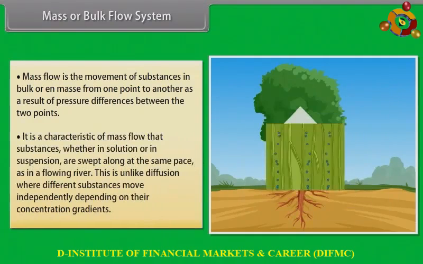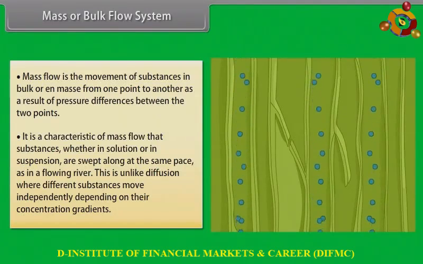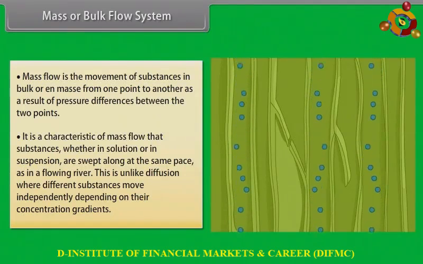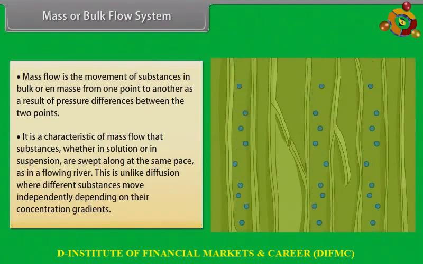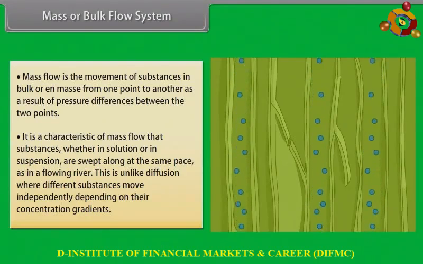It is a characteristic of mass flow that substances, whether in solution or in suspension, are swept along at the same pace as in a flowing river. This is unlike diffusion, where different substances move independently depending on their concentration gradients. Bulk flow can be achieved either through a positive hydrostatic pressure gradient, for example a garden hose, or a negative hydrostatic pressure gradient, for example suction through a straw.